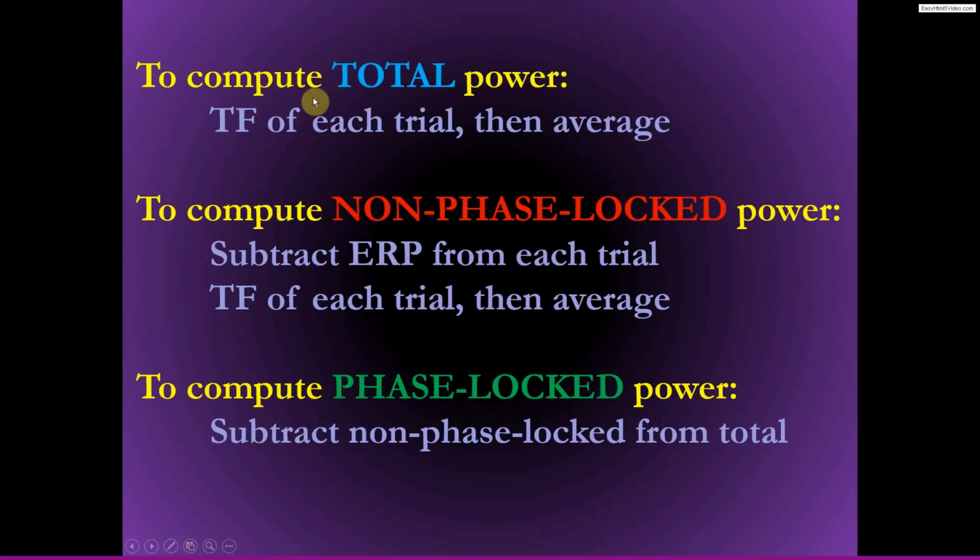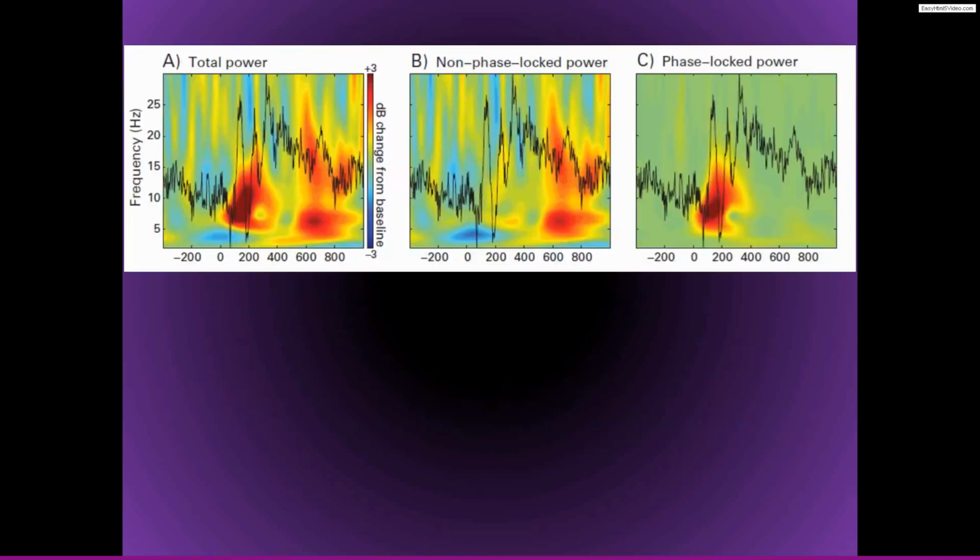Now once you have the trial average time-frequency responses for these two components, the total and the non-phase-locked, then you subtract the time-frequency response of the non-phase-locked component from the total component, and that gives you the phase-locked power. So I hope this is clear. We'll see this, of course, in MATLAB in a few minutes, so I think it will be more clear then.